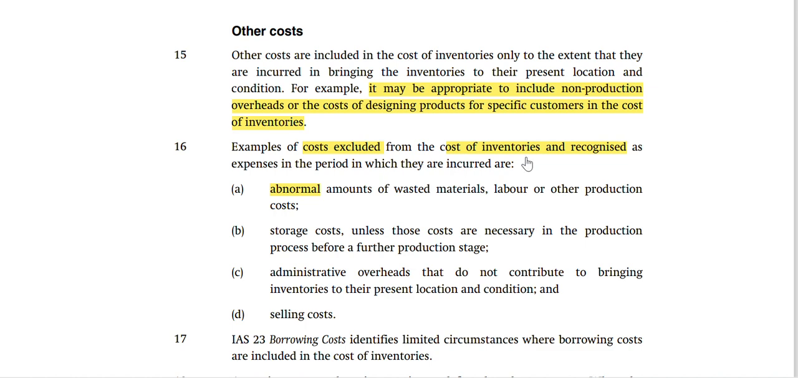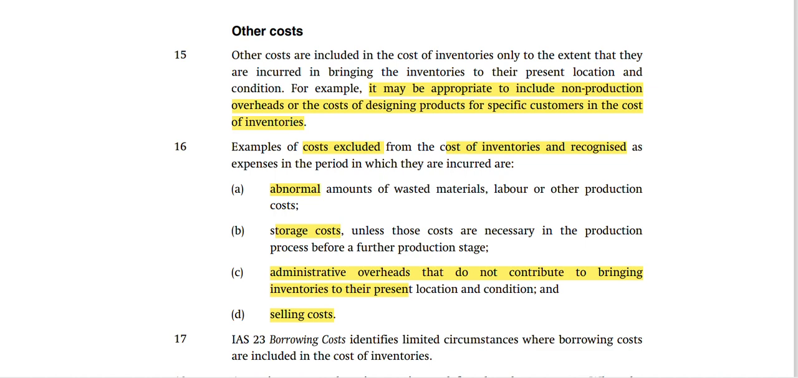Those costs should not be recognized as an asset. The next one is storage costs, unless these costs are necessary in the production process before a further production stage. So the storage cost should not be included in the cost of inventory unless it was necessary to bring this inventory to the condition and location that is required by management. Administrative overheads that do not contribute to bringing inventory to their present location and condition should also be excluded when looking at the value of the inventory. And also the last part is the selling cost. The selling cost should also not be included in the value of the inventory.